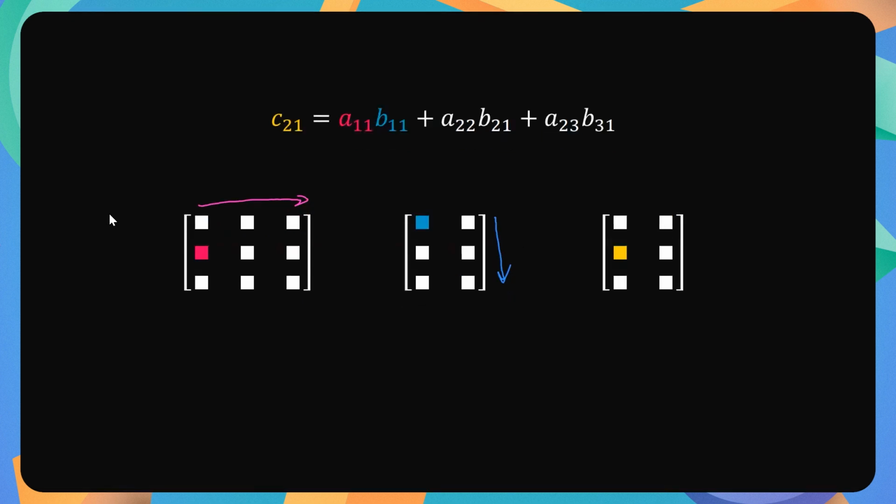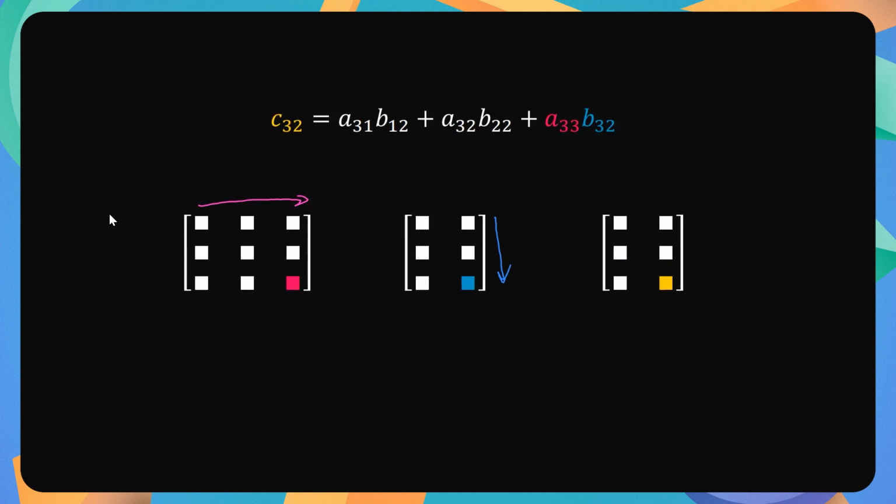So next is for C21, it's A21 times B11, A22 times B21, and then A23 times B31. And for C22, A21 times B12, A22 times B22, and A23 times B32. For element C31, you're taking the sum of the products of A31 and B11, A32 and B21, A33 and B31. And this also goes for the last element, A31 times B12, A32 times B22, and A33 times B32.